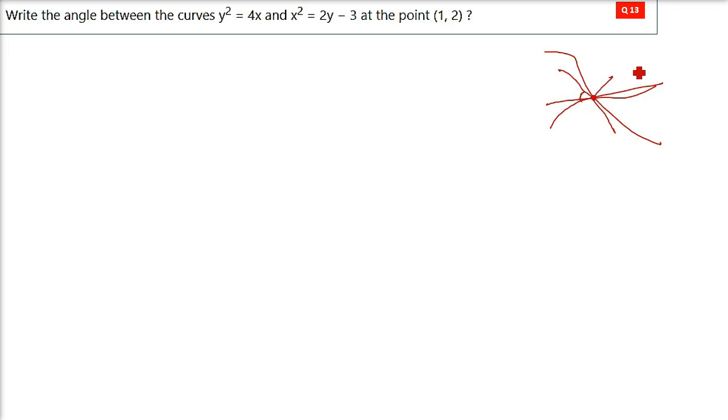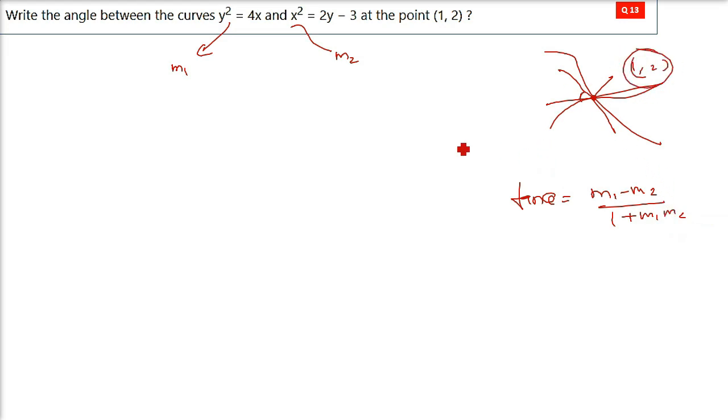So this point of intersection 1, 2, we already have it. So you don't have to solve it. Or if you want to solve it, you are being provided 1, 2. So let us find out m1 and m2 first, because we are interested in the angle between them. Tan theta, the angle between two lines, is given by the slopes of the two lines m1 and m2 considered: m1 minus m2 divided by 1 plus m1 m2.